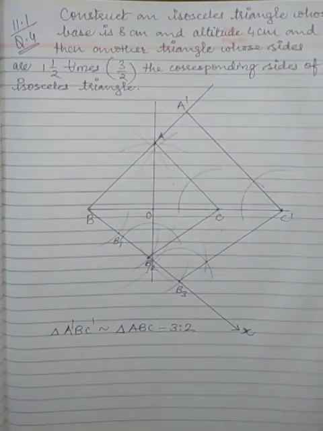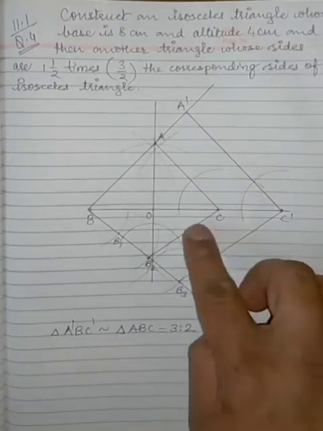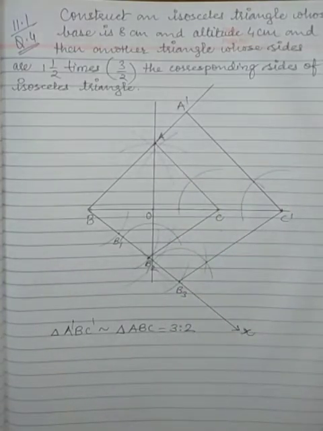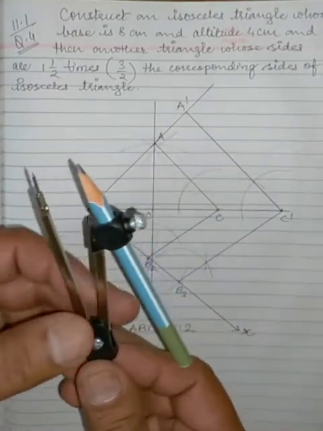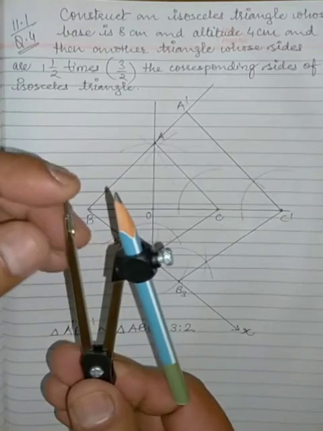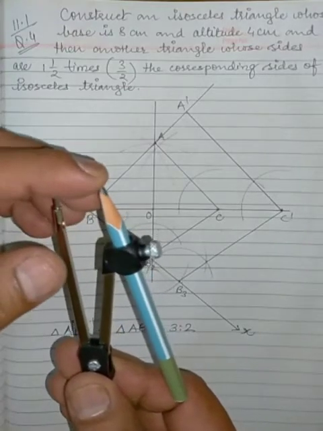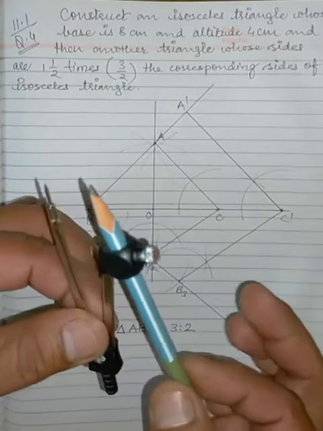Children always complain that they don't get the parallel lines like this or like this. So there may be many reasons, but some precautions we have to take while constructing this kind of construction. Your compass should be very tight. This point should be very sharp. Pencil should be sharp enough and should not move.